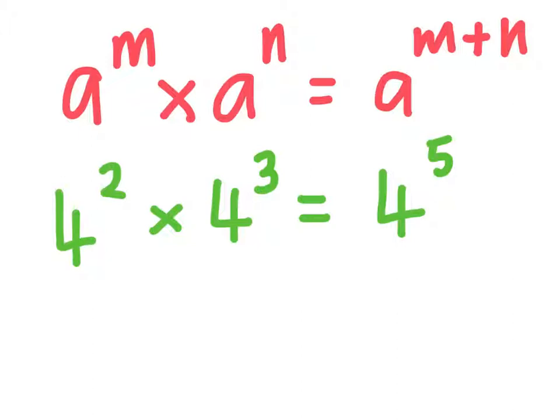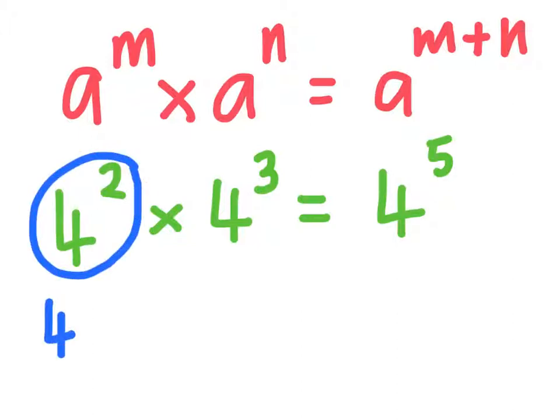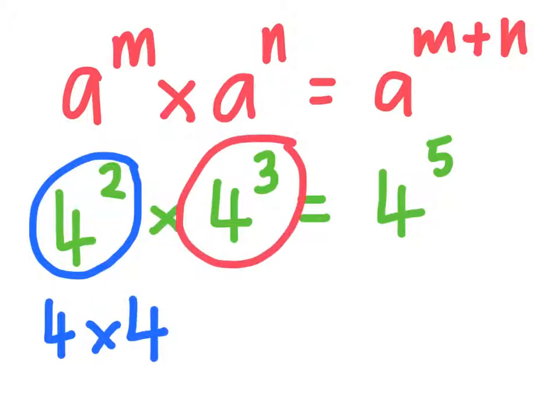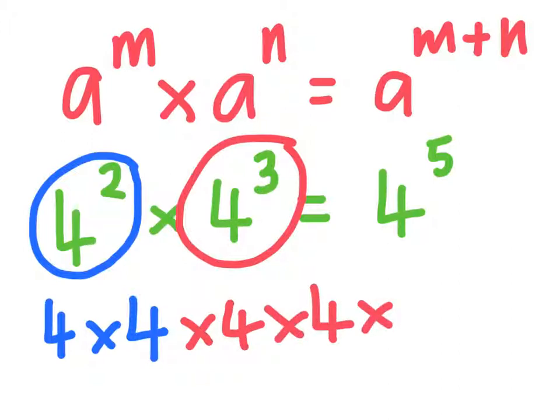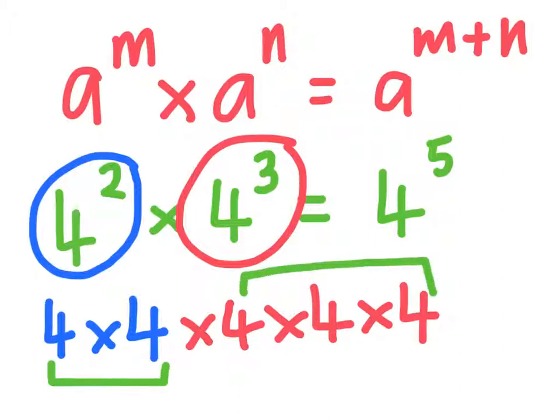Now to show how we get that, 4 to the power of 2, if we wrote it out, is 4 multiplied by 4. And if we write out 4 to the power of 3, that is 4 multiplied by 4 multiplied by 4. And we can see that 2 plus 3 is 5. So it ends up as 4 to the power of 5.